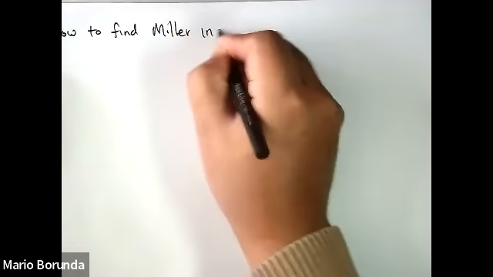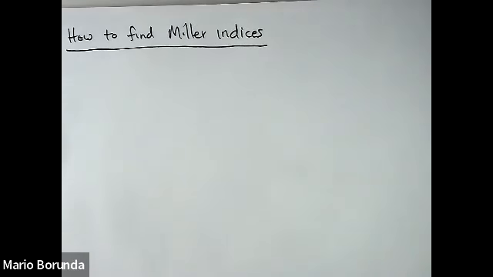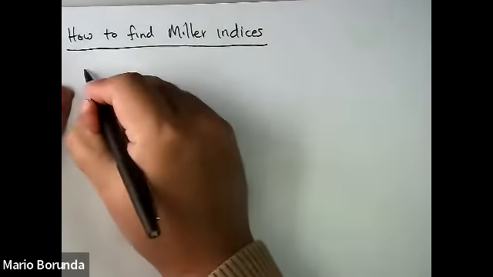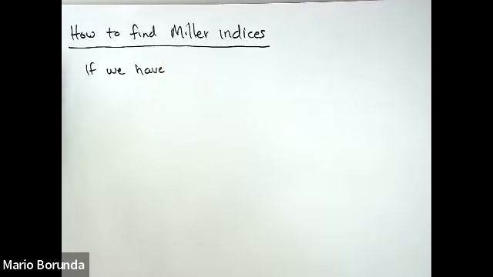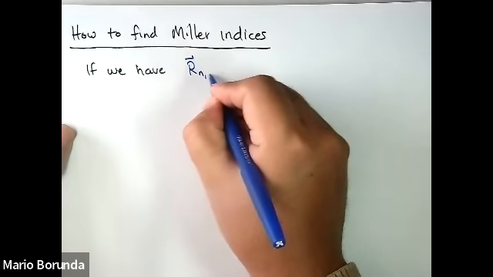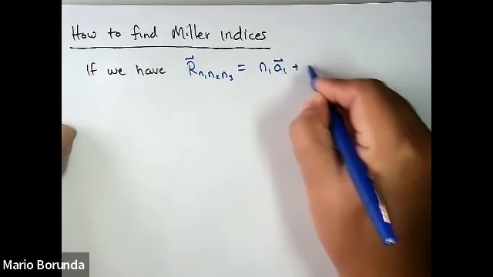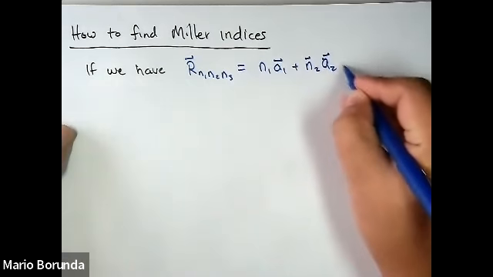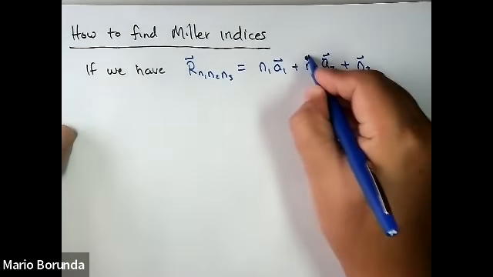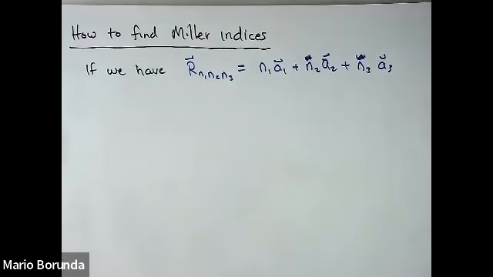How to find the Miller indices? So let's say that we had a set of lattice points, N1, N2, N3. This is equal to N1 A1, N2 A2, N3 A3, sorry, there's no vector here. These are integers, right? N1, N2, N3. We have that set of lattice points.